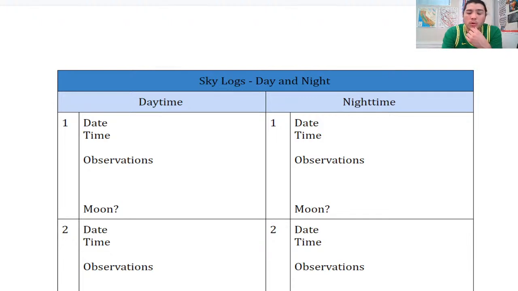So what's going to happen is once you get out, could be outside, could be just looking out of a window, if you don't have a safe outside space to do some observations. We want to make sure the date and the time. We're going to write down everything we see in the night sky or in the daytime sky. And then the last thing where it says moon, question mark, we want to notice if we can see the moon. So earlier today, about half an hour or so ago, I went outside and I did a daytime observation.